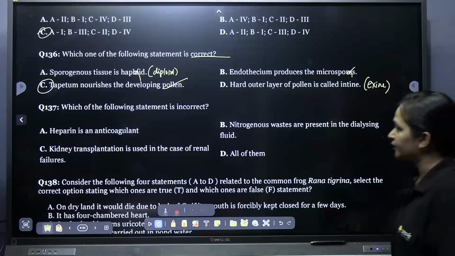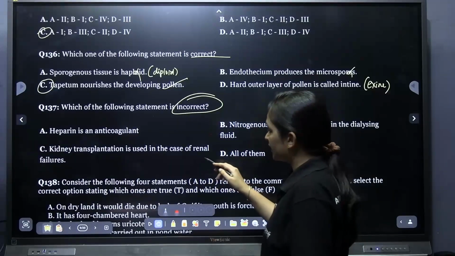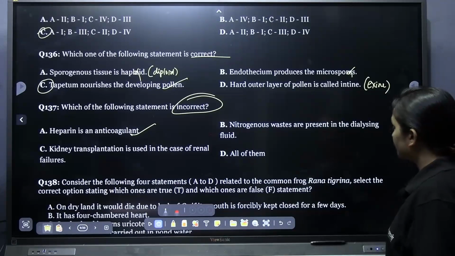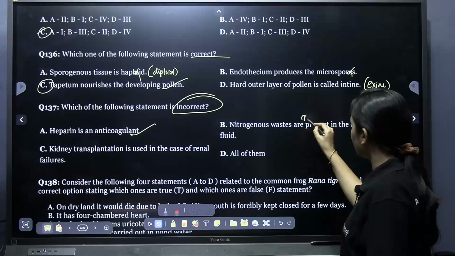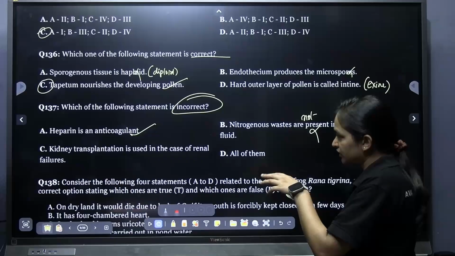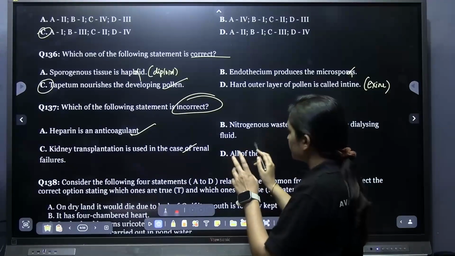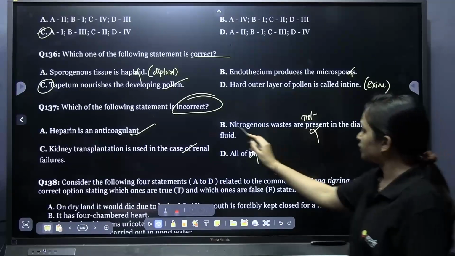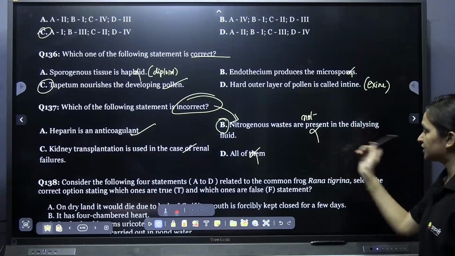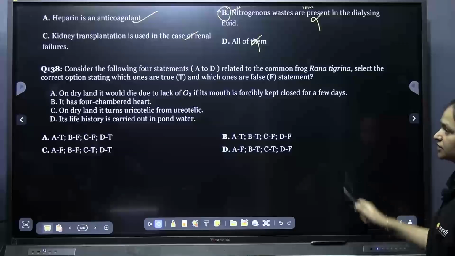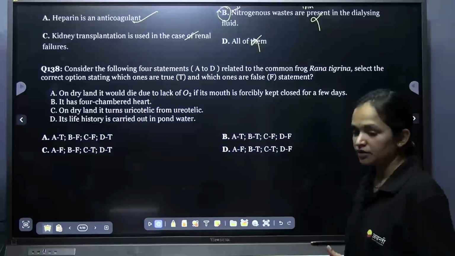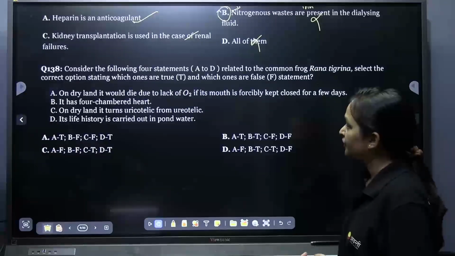Which of the following statements is incorrect? We need to find the incorrect one. Heparin is an anticoagulant. Nitrogenous waste are present in dialysing fluid. No, nitrogenous waste are not present in dialysing fluid. So, this one is correct. Kidney transfusion is used in the case of renal failures. Is correct. All of the above? No. So, this one B, we need to find the incorrect one. B is the incorrect option. Nitrogenous waste are not present in dialysing fluid. If it were present, then how do we dialyze the person who is having renal disorders, isn't it?